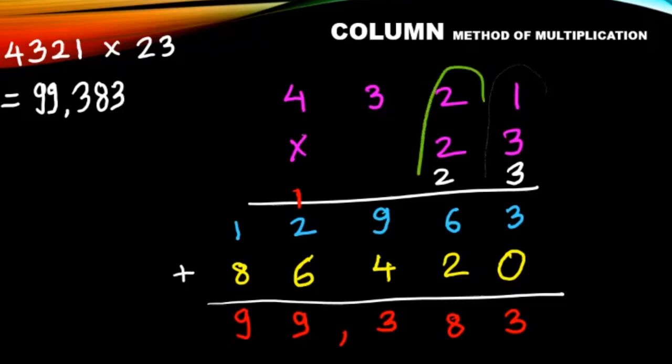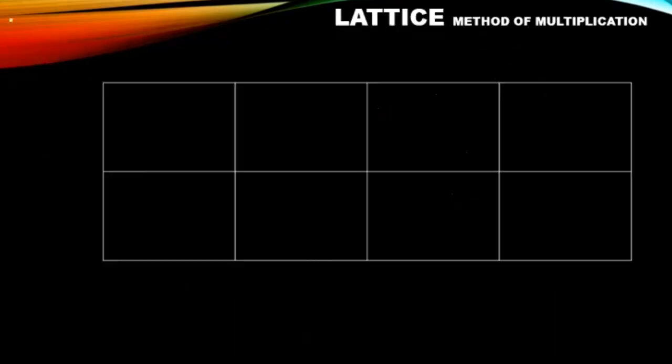Because we are using the columns according to the periods, like ones column, tens column, hundreds column, thousands column, and 10,000s column. Like this we are using the columns here for the multiplication in the column multiplication method. Now children, we are going to see the next method, that is the lattice multiplication method.